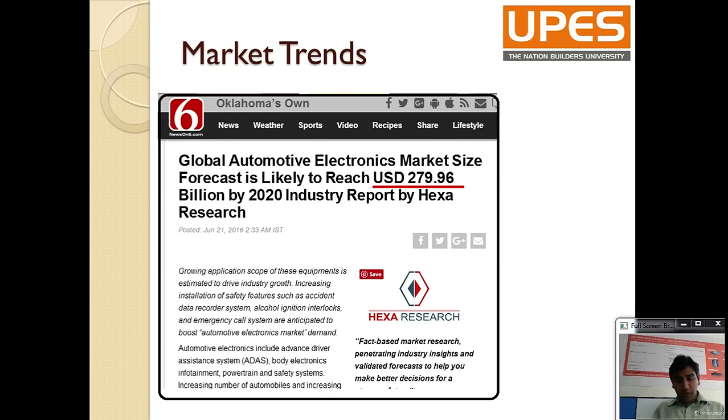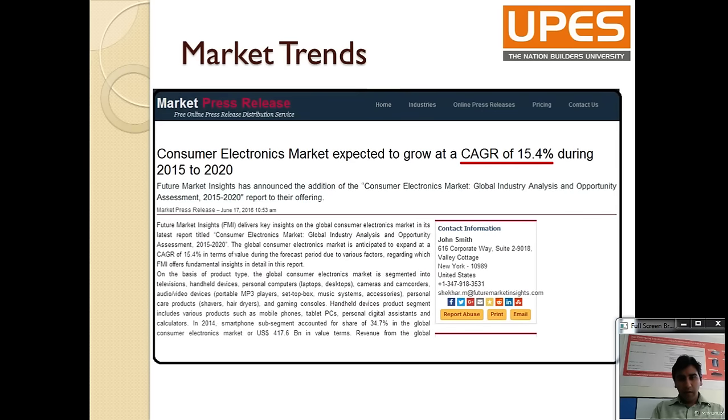There is a research organization called Hexa Research that claims, based on their statistics, that the global automotive electronics market size is forecast to likely reach US dollar $279 billion by 2020. It's a good prediction. And similarly, we have one more. It says the consumer electronics market is expected to grow at a CAGR of 15.4% during 2015 to 2020.